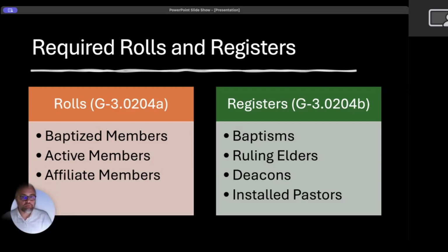Are there any questions about the required roles and registers?